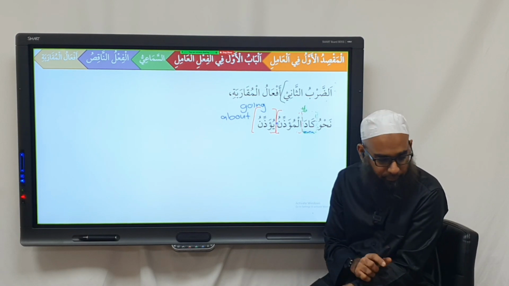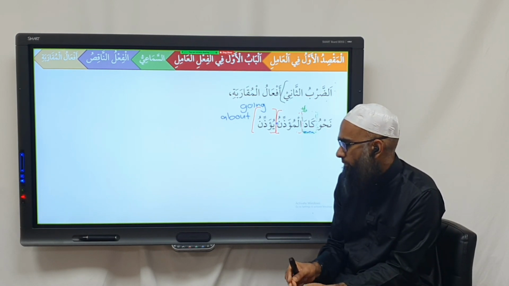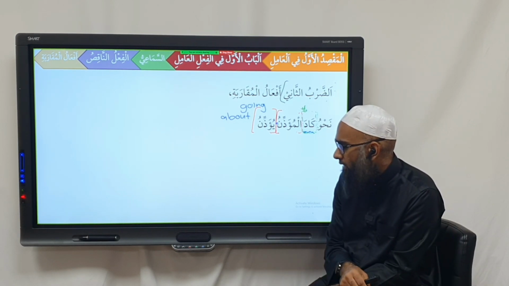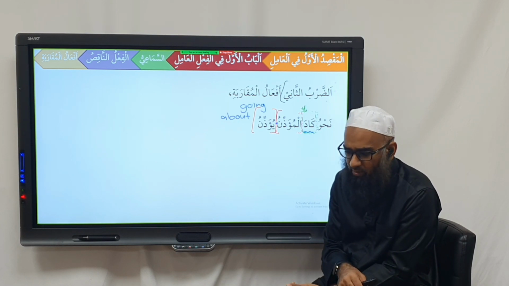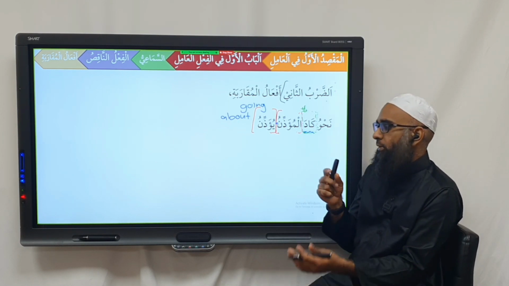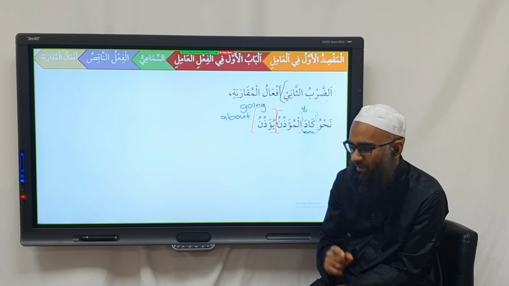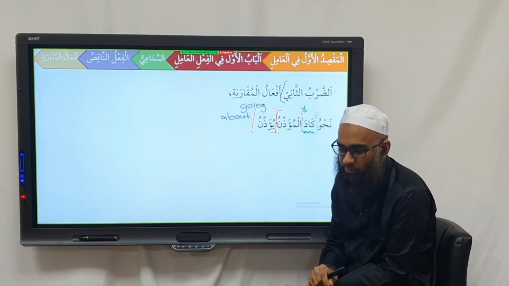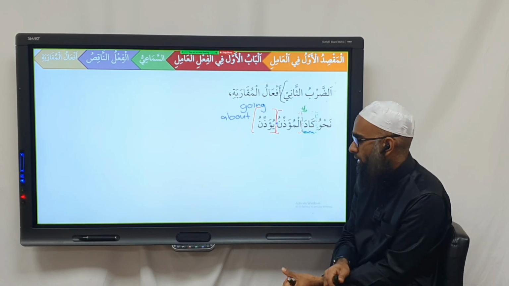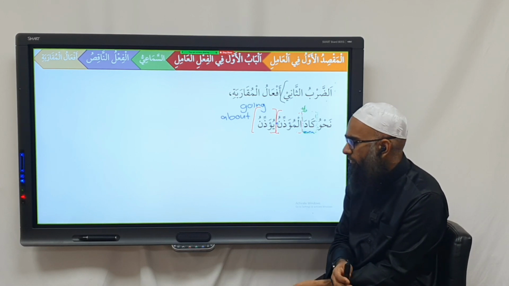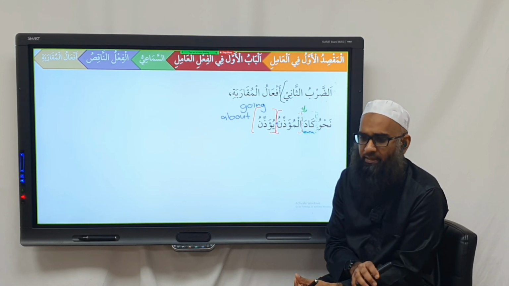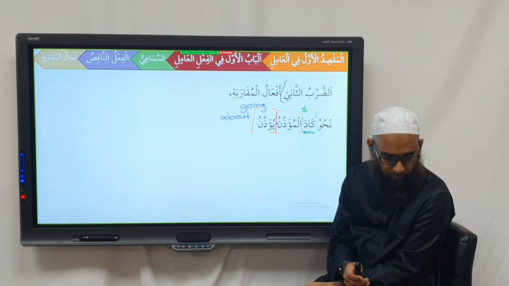So your next question. There are some other Af'al al-Muqaraba, but this is the most common one, and we're just learning this one for now. So we get the idea, and then in Wusta, we'll go through more details of the other ones that are used. The others are not that common, that's why I haven't brought it in this book. Okay, any other questions?